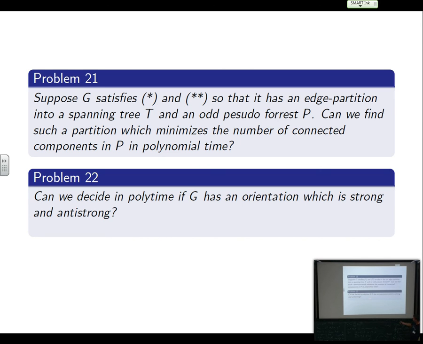So if you had, say, five edge-disjoint spanning trees, then you use two of them to do the strong orientation and the other one for the anti-strong. So this is something that's possible if you just have high enough connectivity. But this doesn't help us here, I guess, to solve this. And this is enough. Thank you.